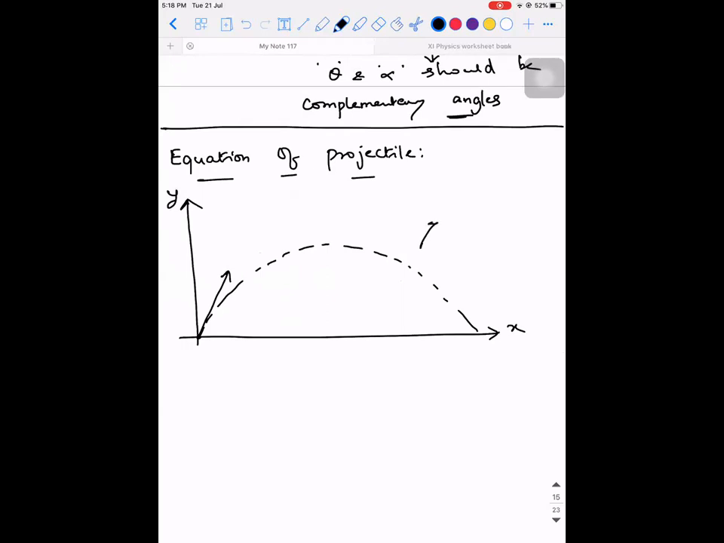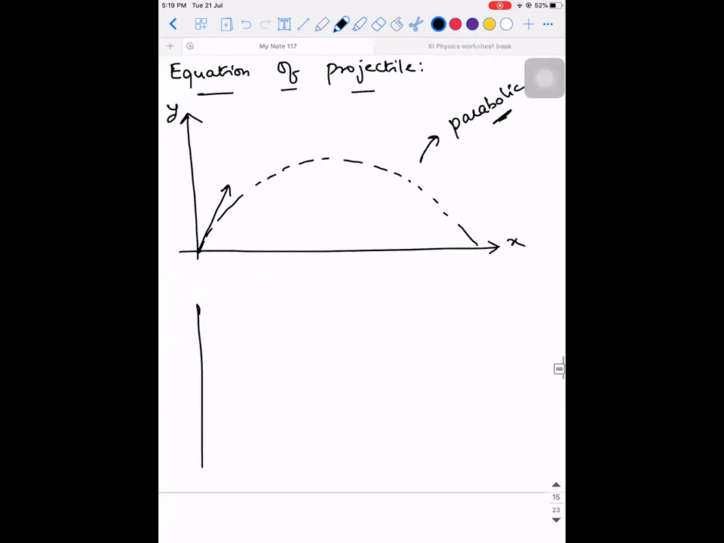Semicircular. It is actually parabolic. It is not a semicircle. Maybe my diagram is looking like this. Sometimes if you project it like this high, it will go like this and come. This is not a semicircle. This is a parabola. Okay.